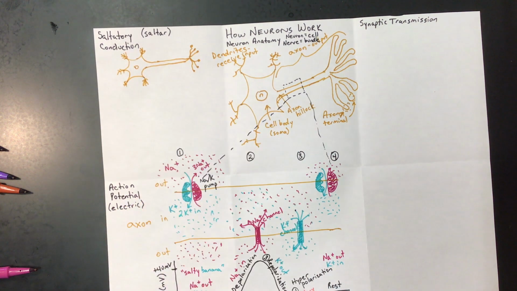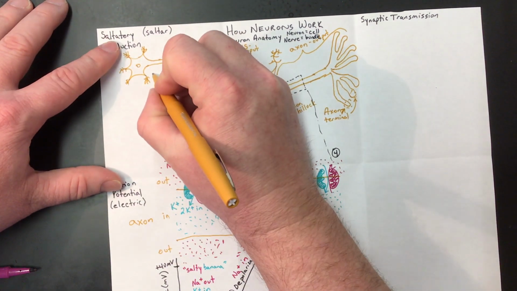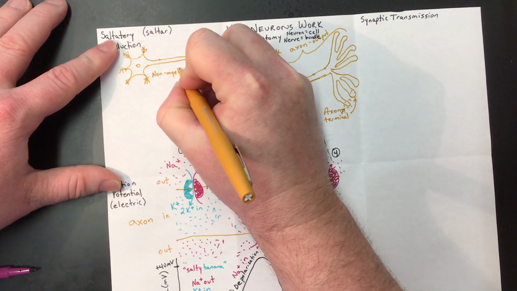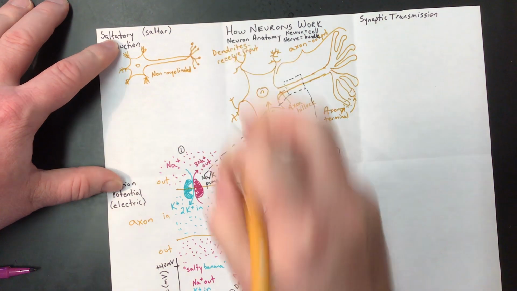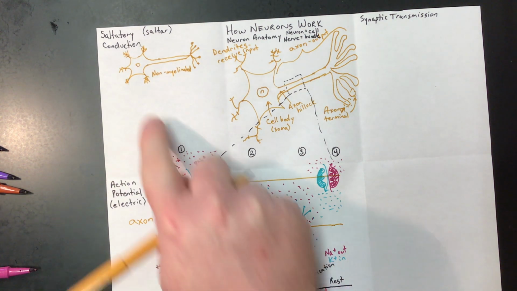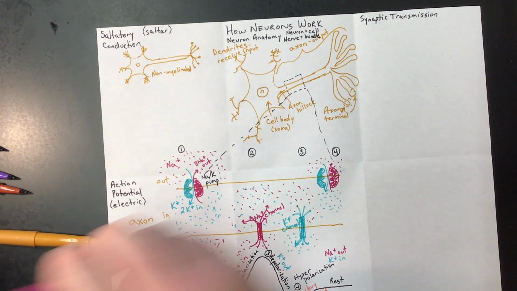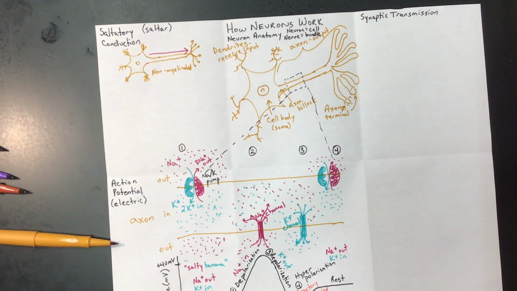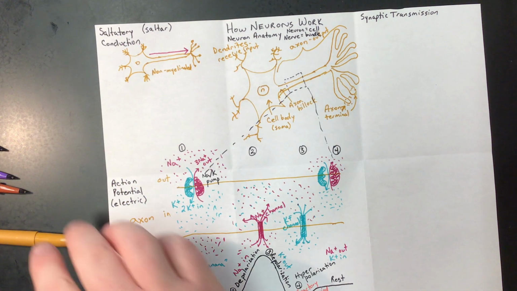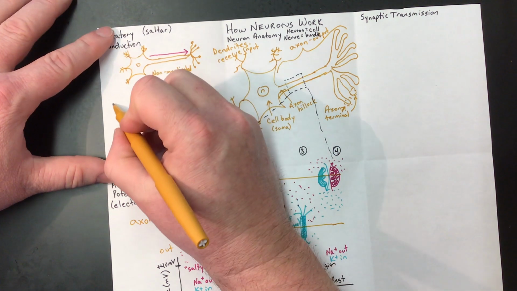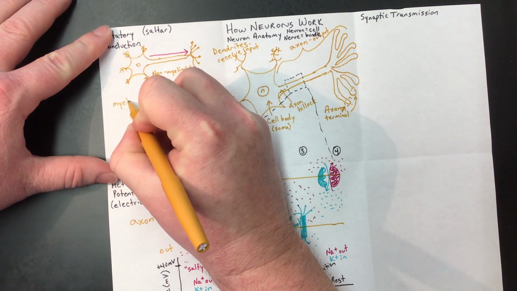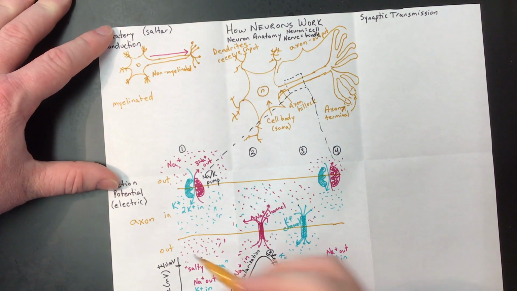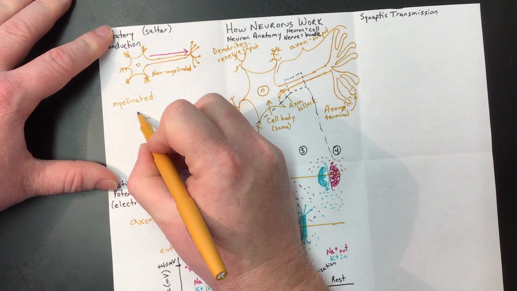Now, a neuron like this is called non-myelinated. And this action potential has to happen along the whole length of the axon. But there can also be myelinated neurons. Myelinated. So let me draw that again.